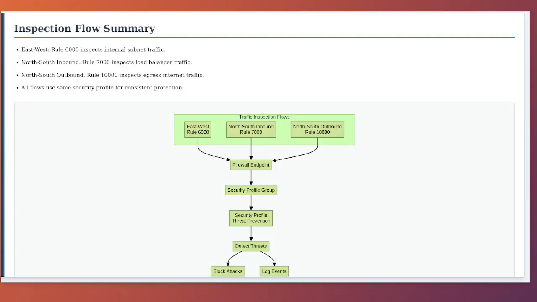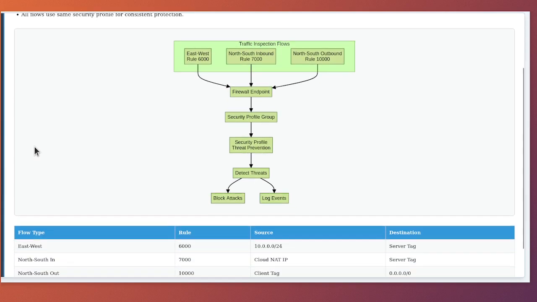Inspection flow summary. Let me summarize the complete traffic inspection architecture we have built and how the different components work together. Looking at the architecture diagram, we have three inspection scenarios. For east-west traffic, the client sends a request to the server's private IP. The request matches firewall rule 6000 because it comes from the subnet 10.0.0.0/24 and targets a server-tagged instance.